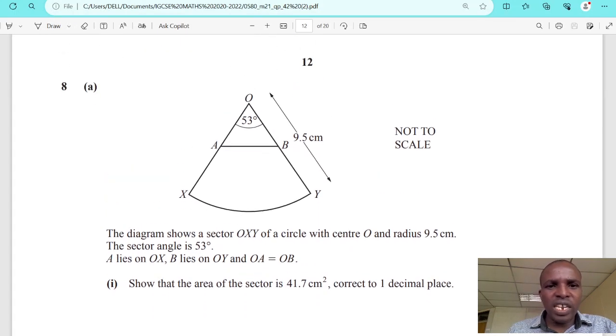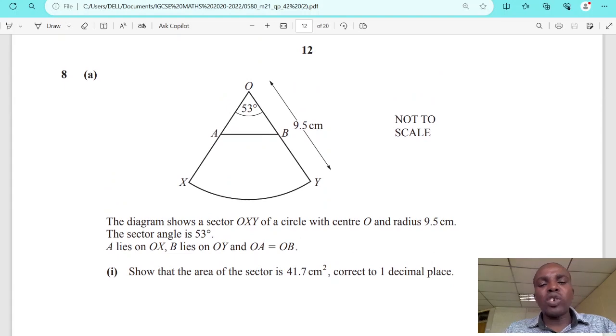Right, I have this fun item. The diagram shows a sector OXY of a circle with center O and radius 9.5 centimeters. The sector angle is 53 degrees. Then A lies on OX, B lies on OY, and OA equals OB. Let me mark OA. This one and this one, they are the same.